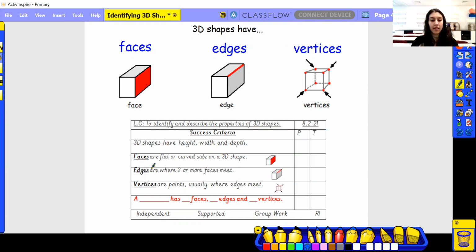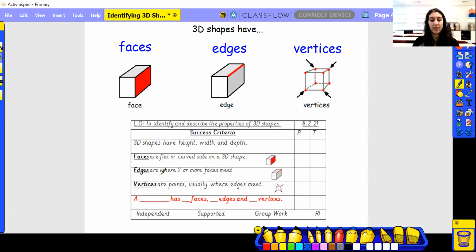So faces are flat or curved sides on 3D shapes. Let's say that together. Faces are flat or curved sides on a 3D shape. So if you have a look at this one, this is an example of a flat face there. This is a side to my 3D shape and it is flat. Or you might say that this is a face, but this is not flat, this is curved. And you can see from my finger rolling around it, it is a curved face.